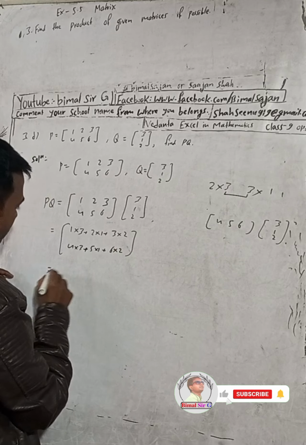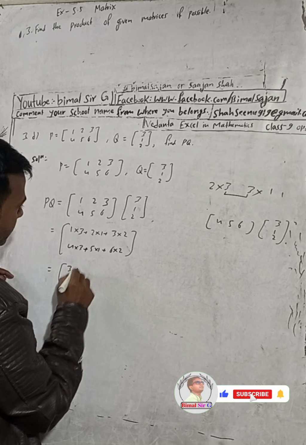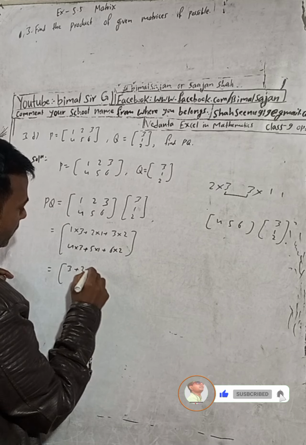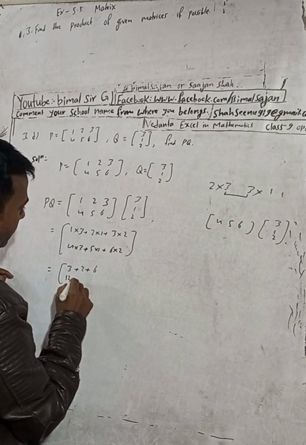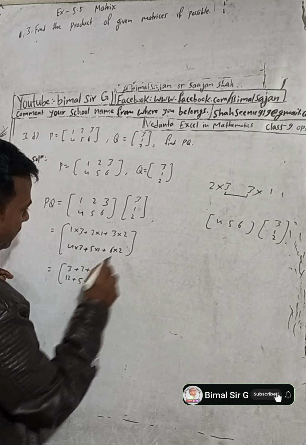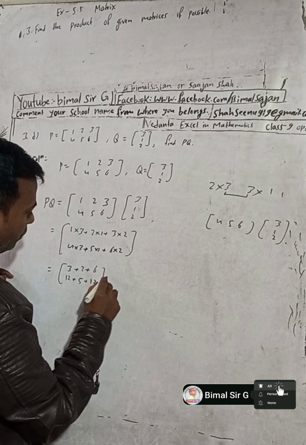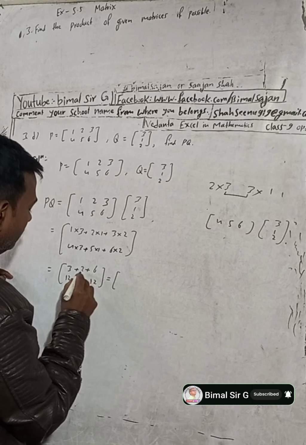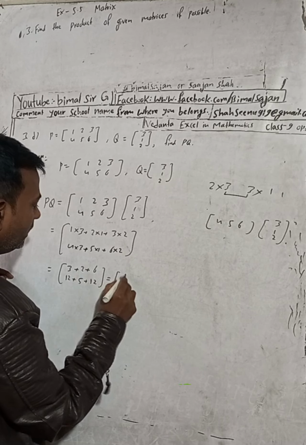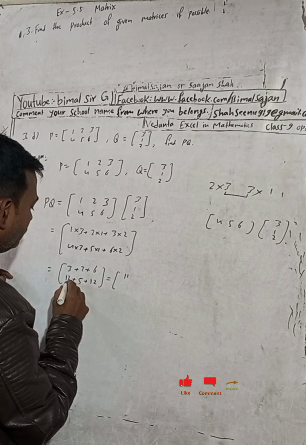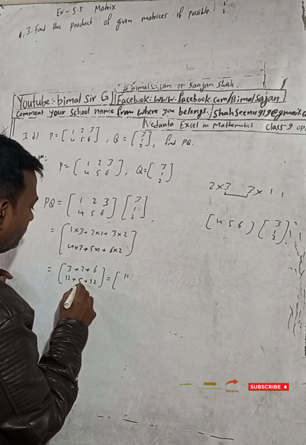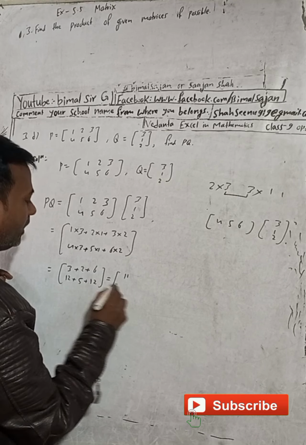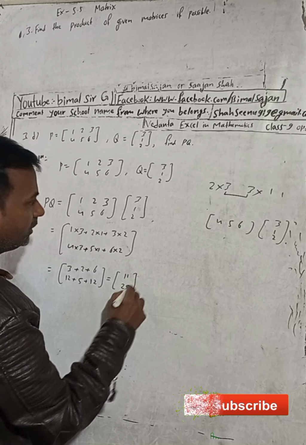What is the result here now? 1 3 is 3 plus 2 1 is 2 plus 3 2 is 6, which gives 11. 4 3 is 12 plus 5 1 is 5 plus 6 2 is 12, which gives 29. So this is our result.